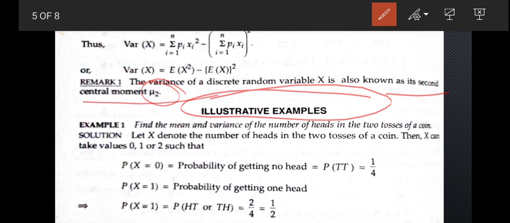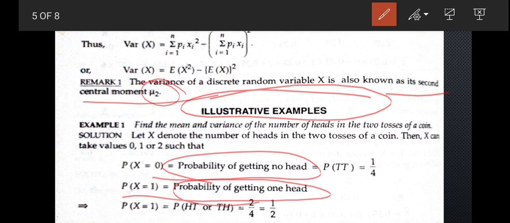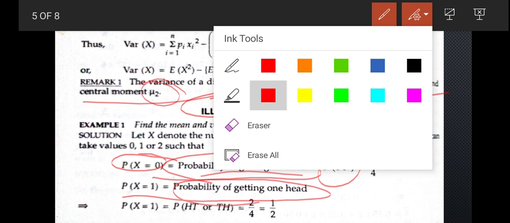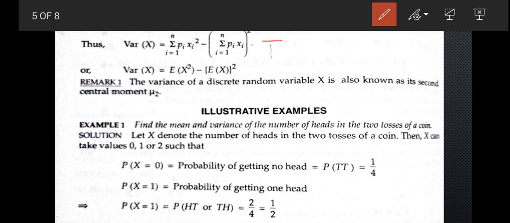Now one example: find the mean and variance of the number of heads in two tosses of a coin. Suppose you toss two coins, then what are the probabilities? First, the probability that we will not get any head; second, that we will get one head; and third, that after tossing both coins we will get heads only. So these are the three cases if you are tossing two coins. P(x equal to 0) means the probability of getting no head, that is TT, tail in both tosses. So the possible outcomes are TT, HH, HT, TH. These are the four outcomes.